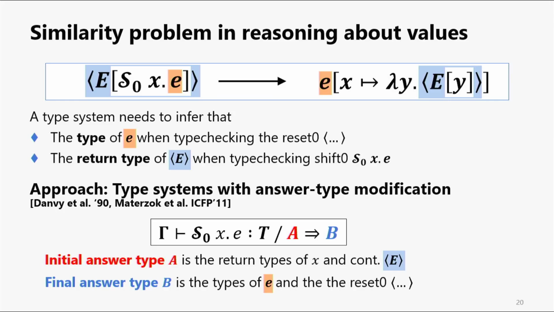So, one way to address this situation is to use a type system that allows answer type modifications. So, answer types are used to propagate type information. And a type system with answer type modification augments typing judgment with two kinds of types, initial answer types and final answer types. And using these two kinds of types, the type system can check that the types that should be consistent are actually consistent.